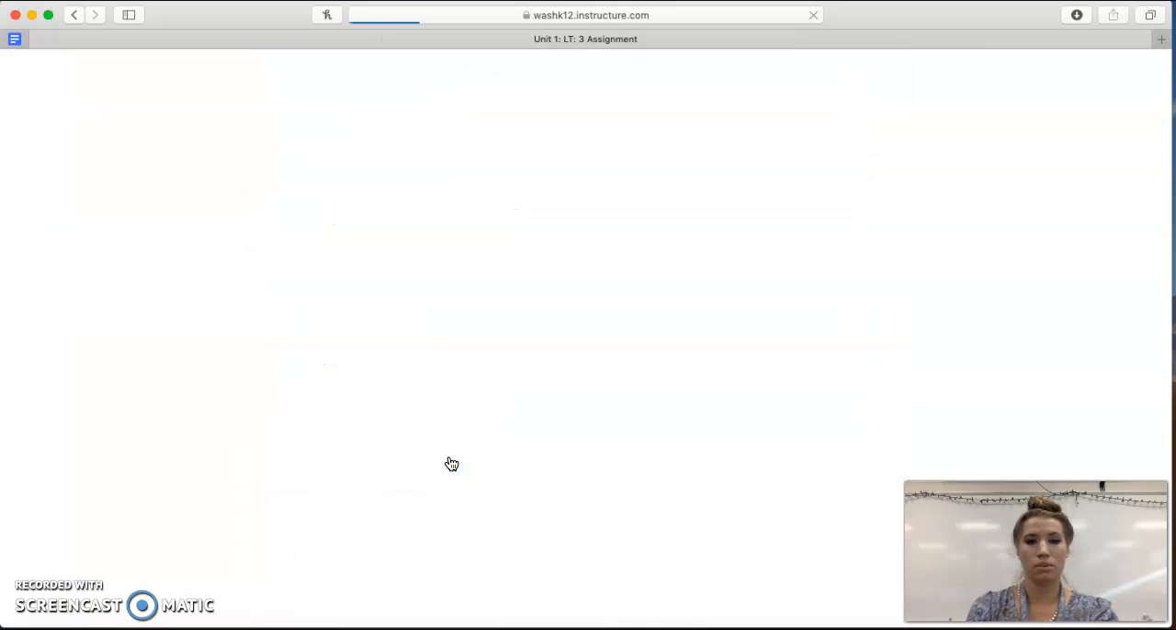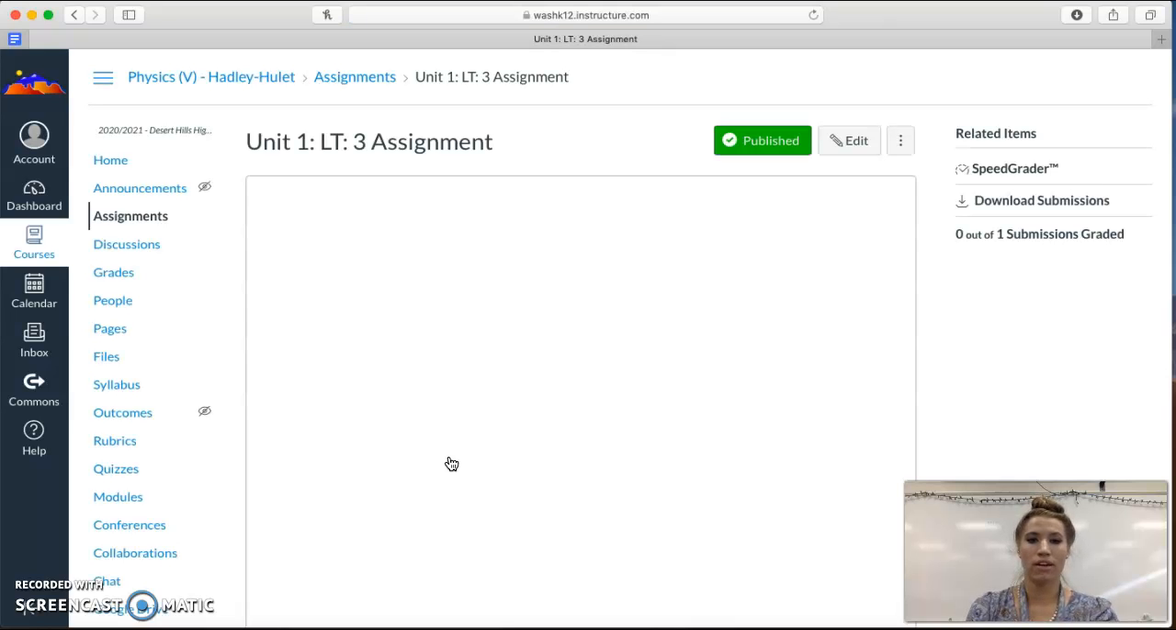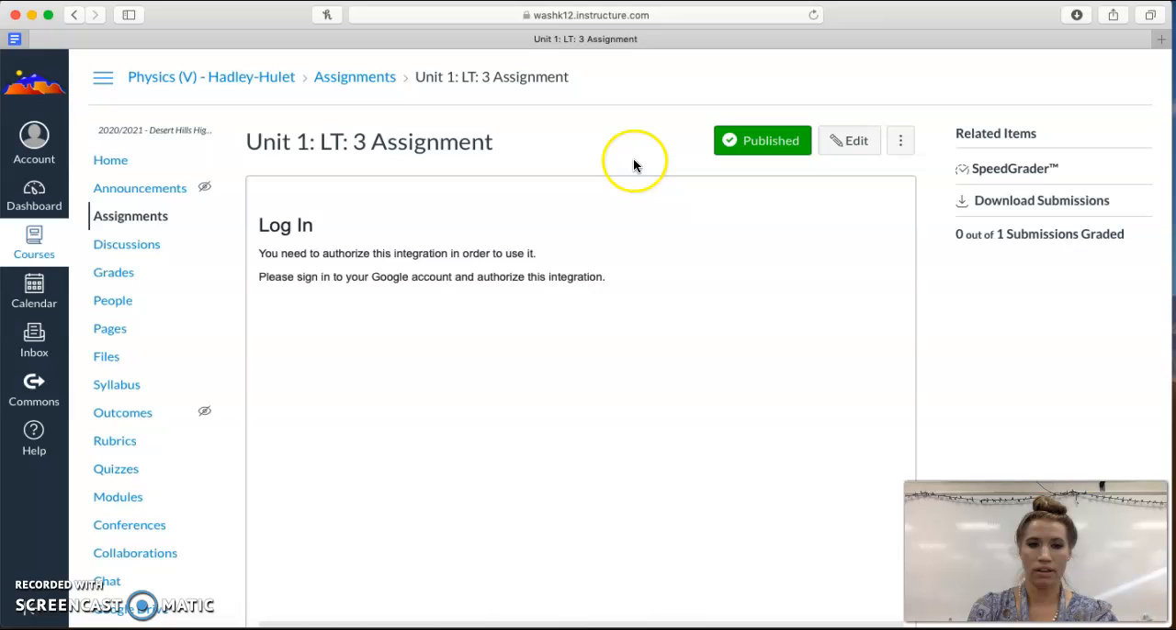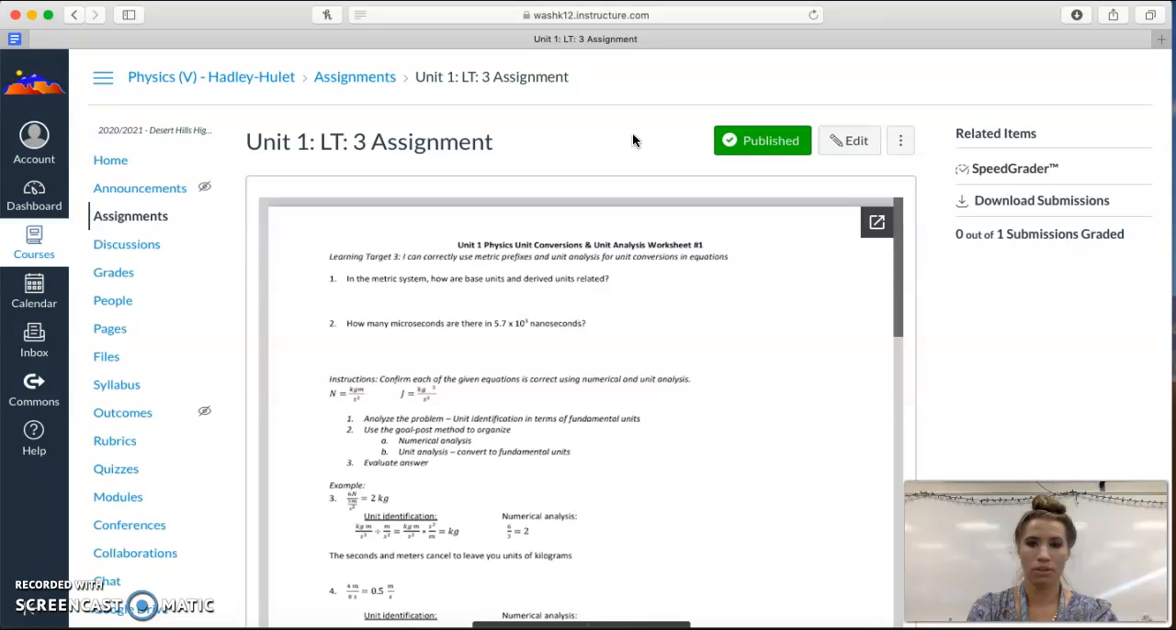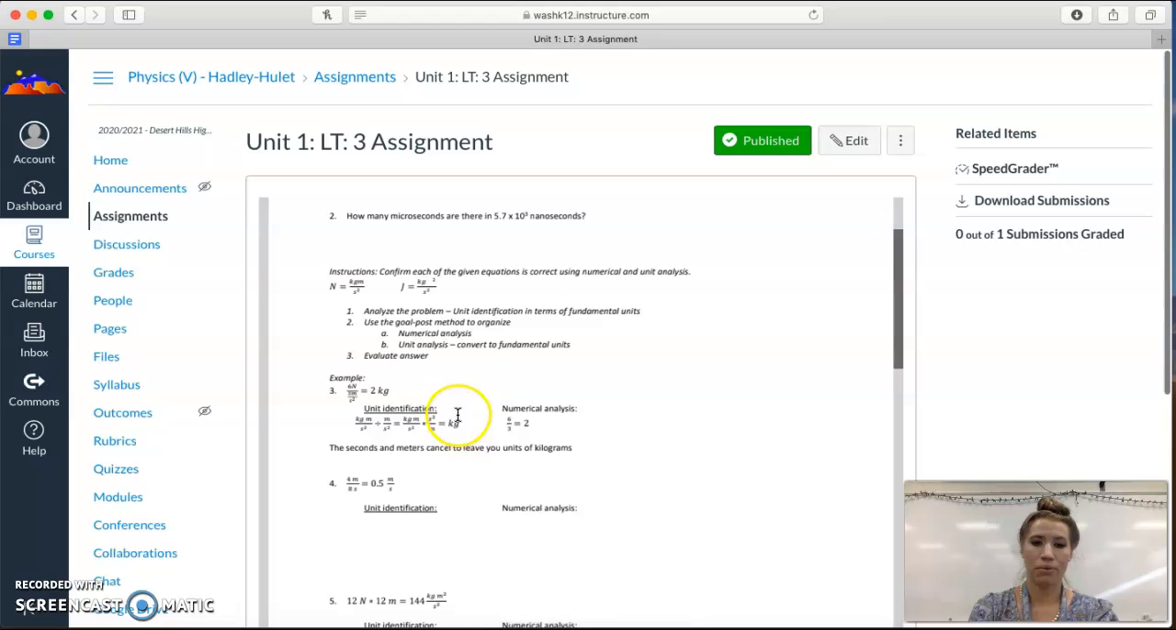Now the assignment this week, it's just a worksheet, and I've included an example problem within the worksheet. Okay, so keep that in mind when you look through this. Just let me show you where that example problem is. Okay, so there's a couple basic questions here, and then number 3, I worked through it for you, and so it just kind of gives you a layout of how I want you to work through the rest of the problems after number 3. So show me unit identification, like what are the units of your final answer, and then give me a numerical analysis as well.